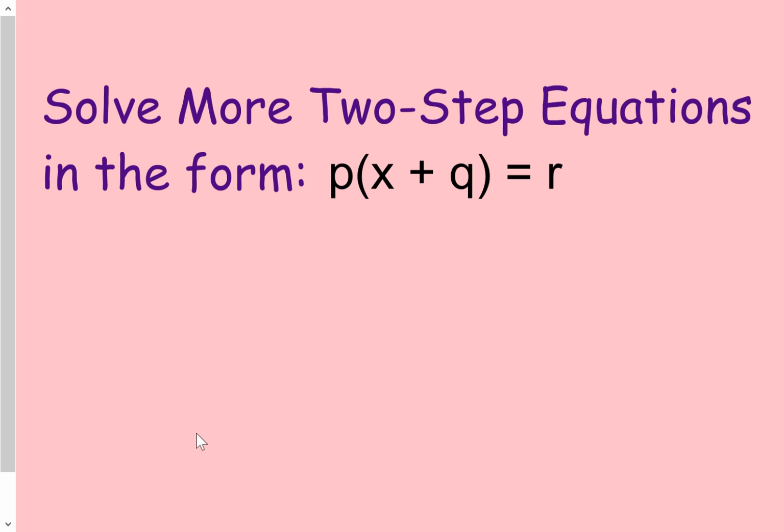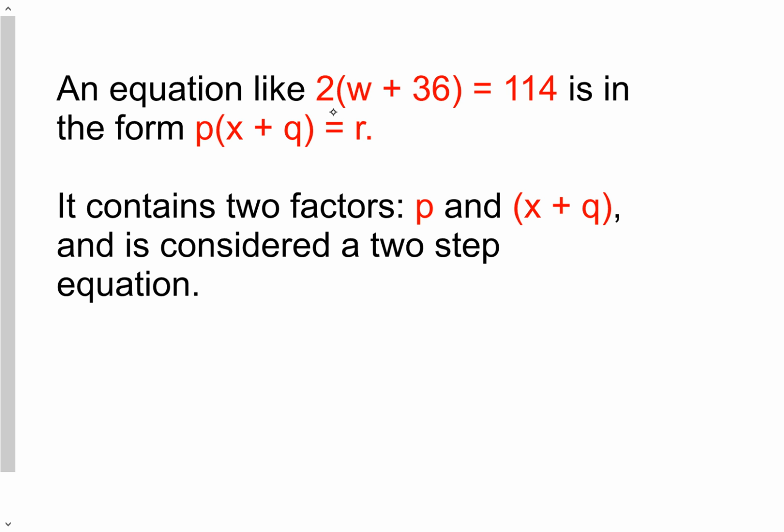Hi there. Today we're going to solve more two-step equations in the form p times the quantity x plus q equals r. An equation like 2 times the quantity w plus 36 equals 114 is in the form p times the quantity x plus q equals r. It contains two factors, p and x plus q. So what they're saying is this is just like a multiplication sentence where I'm multiplying p times this right here. It's considered a two-step equation.